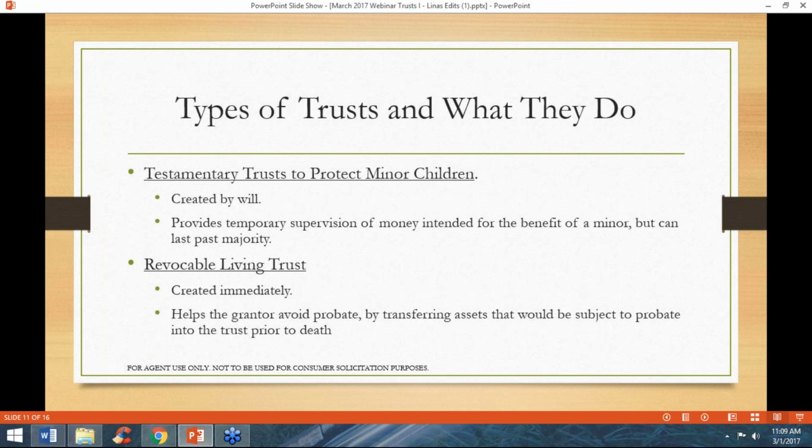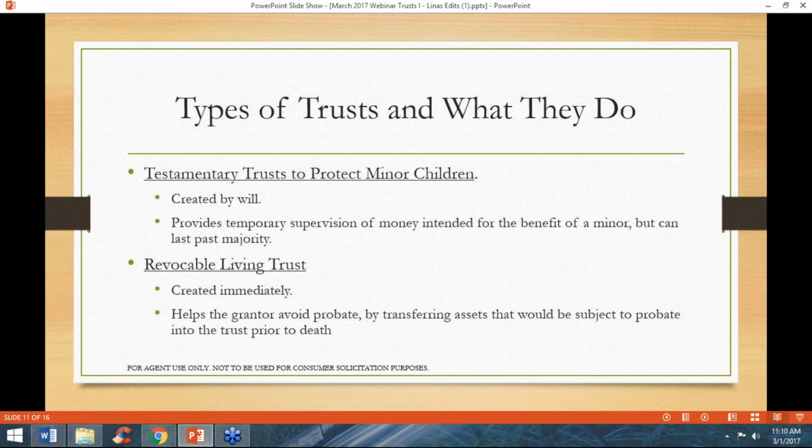Now we're going to talk about some common types of trusts and what they do. Testamentary trusts to protect minor children are created by special language in the grantor's will. The trust provides temporary supervision of money intended for the benefit of a minor. But these types of trusts can last long past the age of majority.